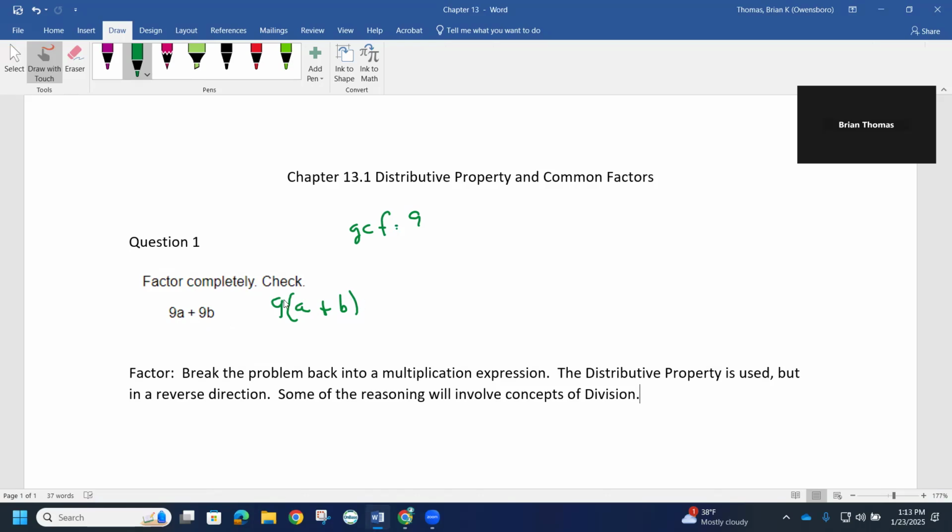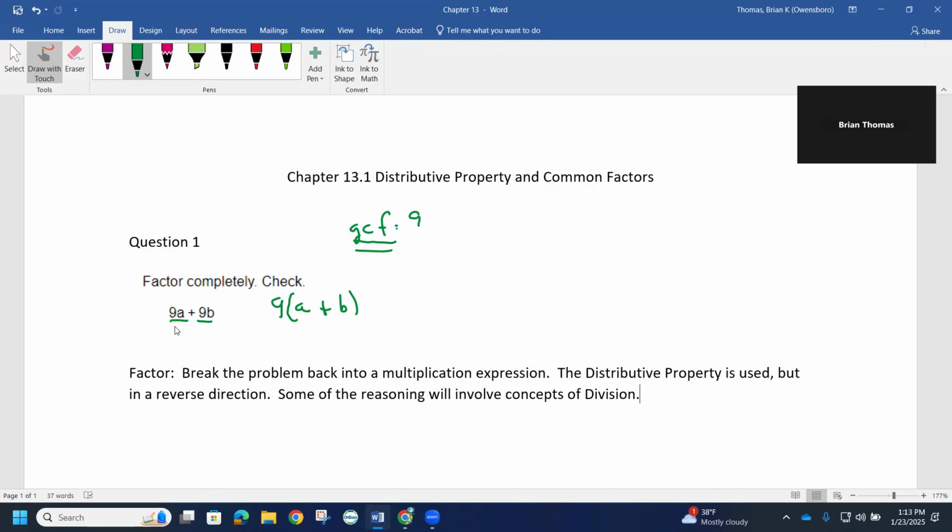Now, if you want, you can double check by multiplying through. Does 9 times A get you back to 9A? And does 9 times B get you back to 9B? It does. So factoring means it's got to start to take on the look of multiplication. And to take on the look of multiplication, you're going to start to see these parentheses. One of the first strategies in factoring is what's called the greatest common factor. Since these two terms both had a 9 in them, we can bring the 9 out.